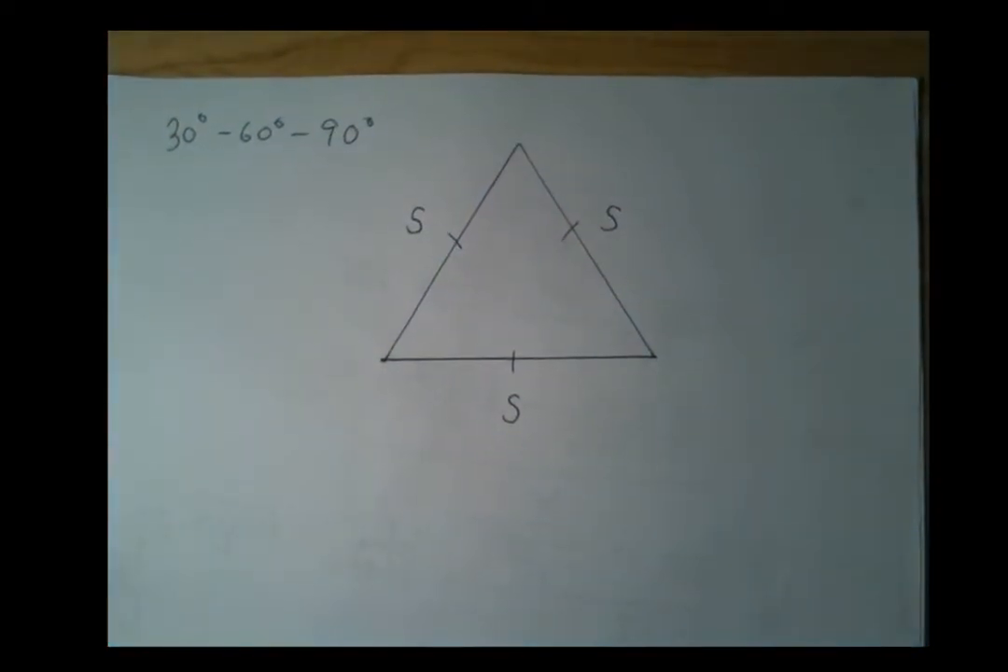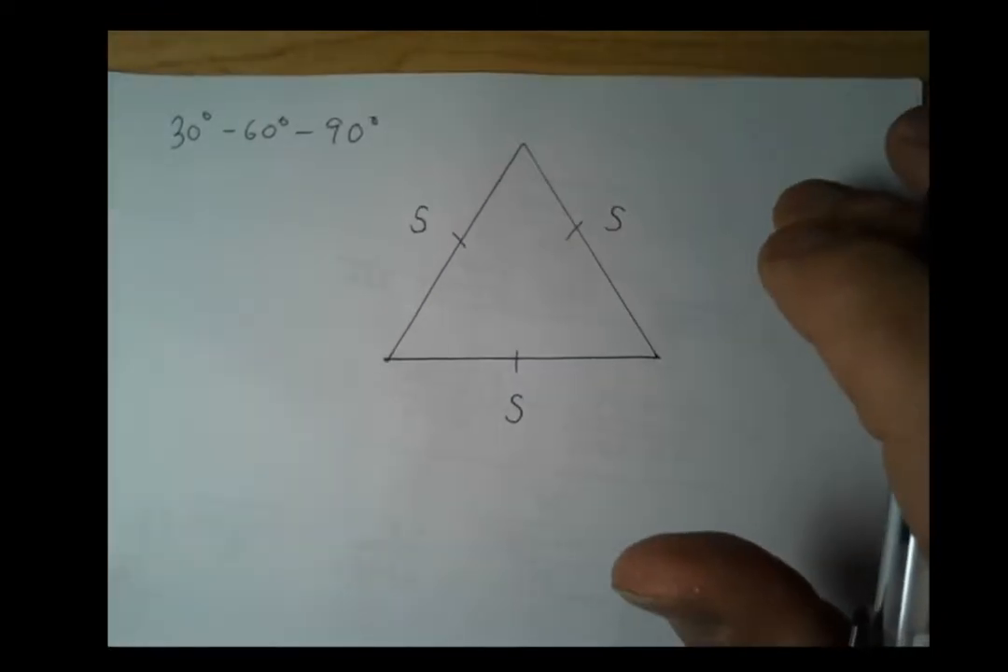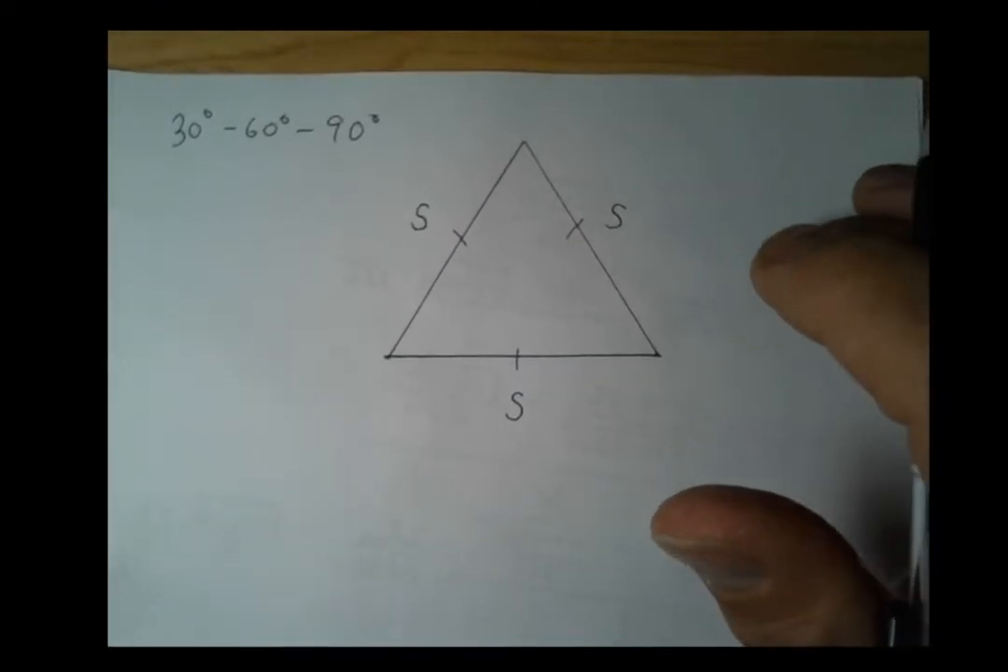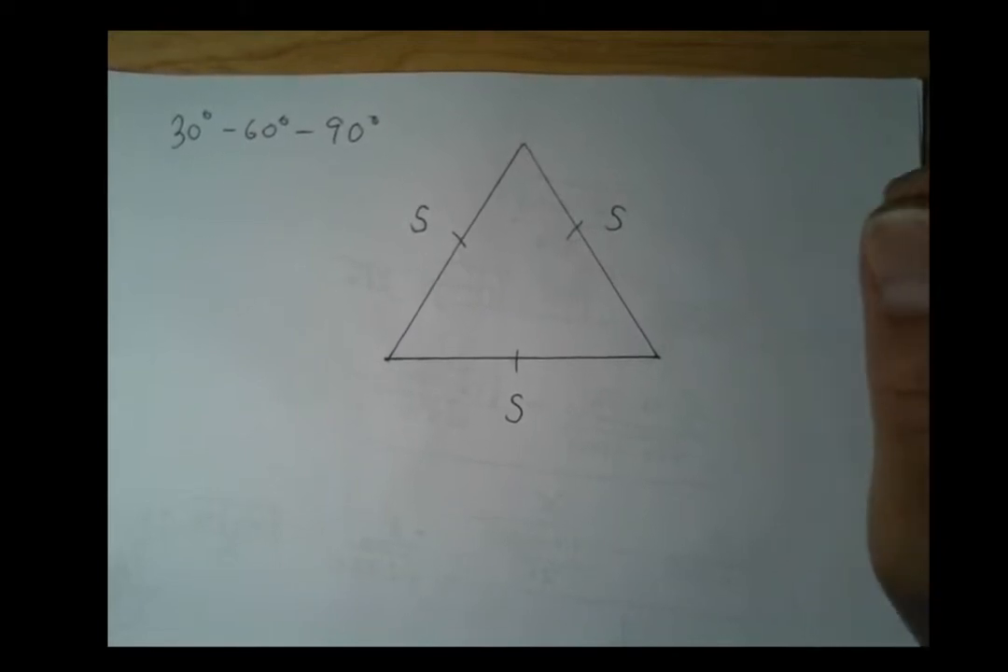Okay, hello. So today we are going to go over a 30, 60, 90 triangle. Very important when we're dealing with the unit circle. But here we're just going to strictly look at this triangle and where it comes from and how all the sides are related. Now, what you see here is an equilateral triangle.